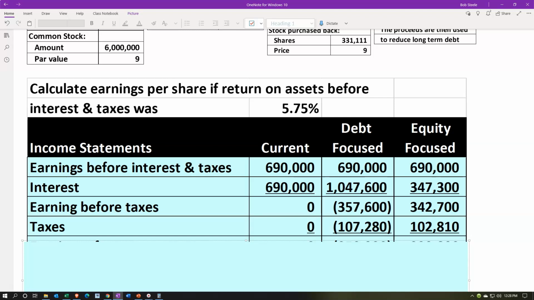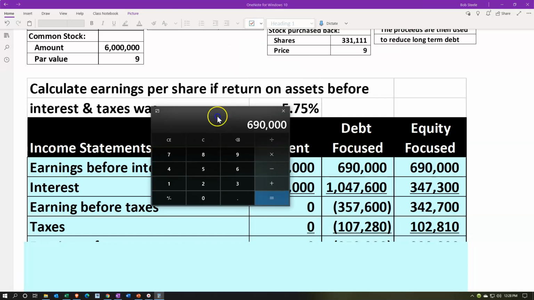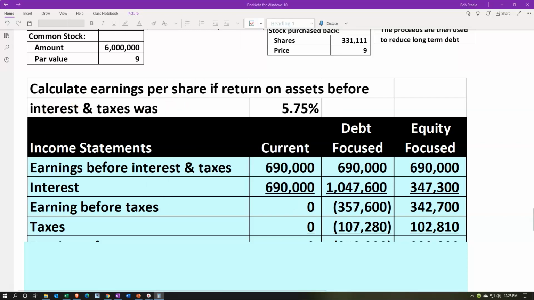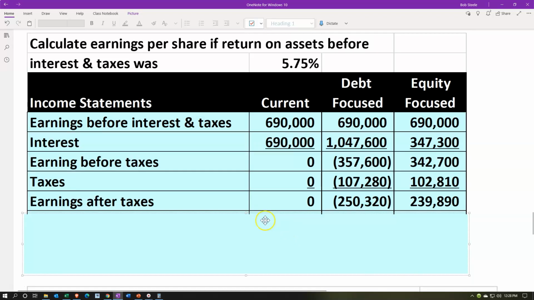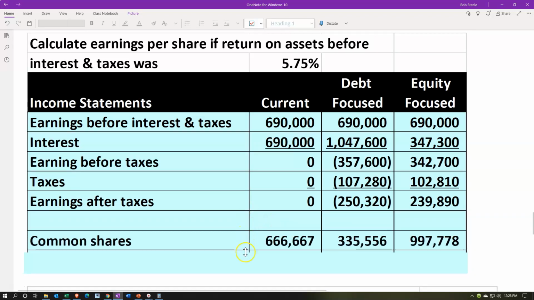And that's what we're going to assume to be the case here. So the tax rate was the 30%. That means on this item, we're going to take the 357,600 times the 0.3. We've got the 107,280 tax benefit, which will be reducing the earnings after the taxes, or the loss. It reduces the loss. So now we have the loss of the 250,320, and on the equity side, we actually had to pay taxes over here, and we have the earnings after taxes at the 239,890.